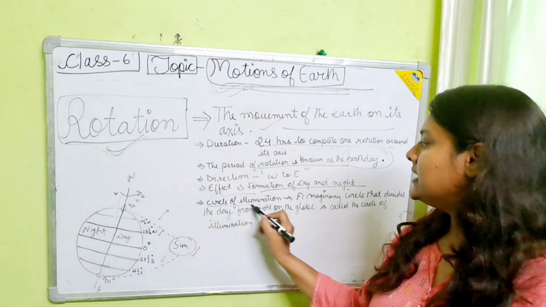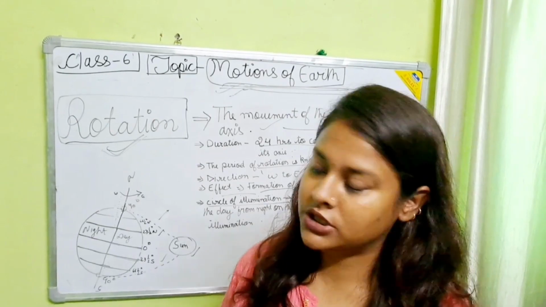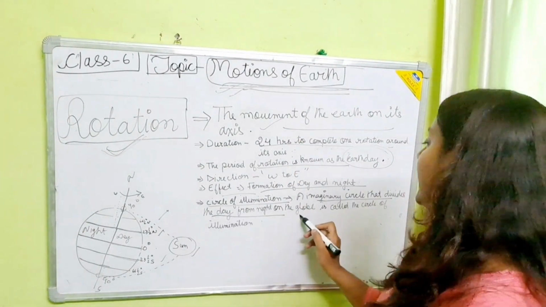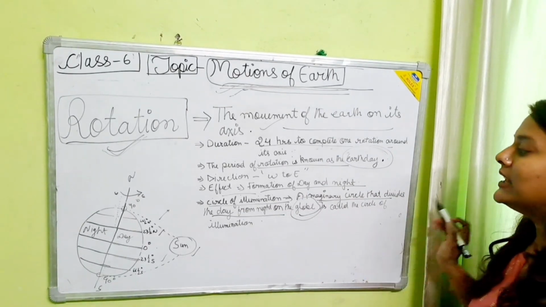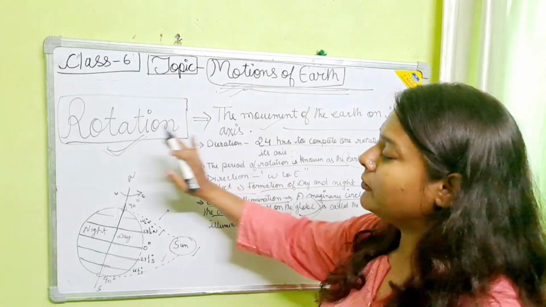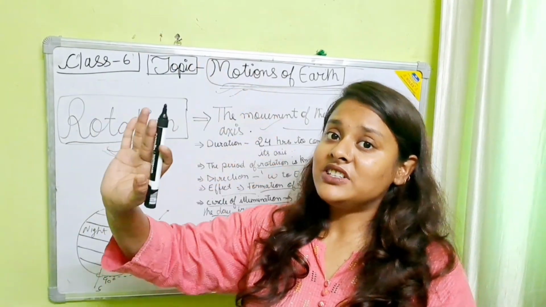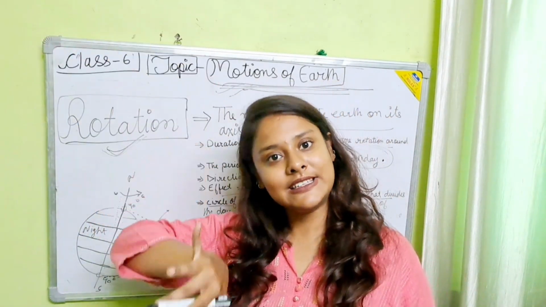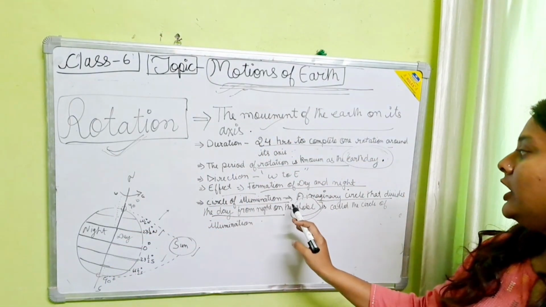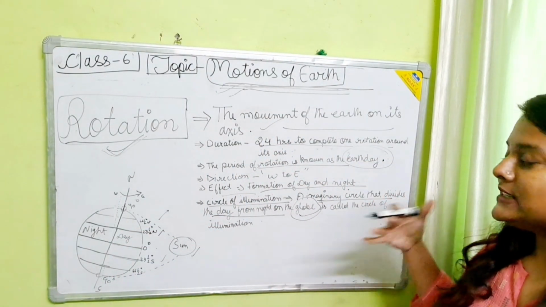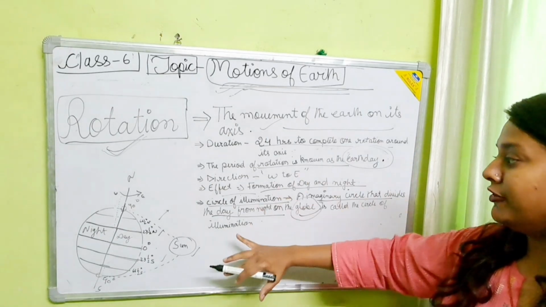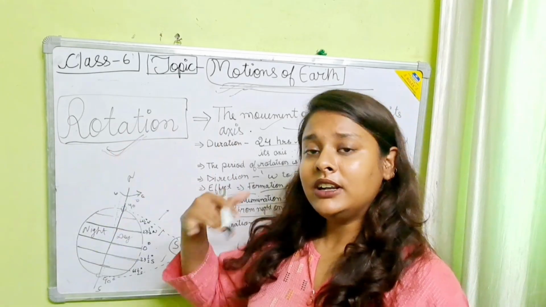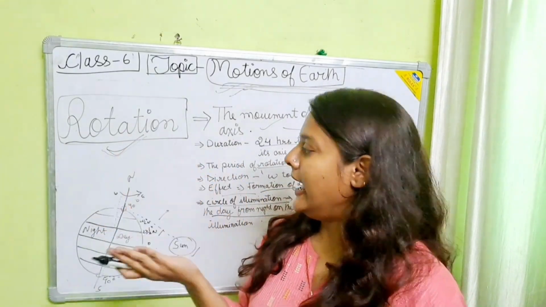First, see this term, circle of illumination. An imaginary circle that divides the day from night on the globe is called the circle of illumination. This also I am going to explain here. We have studied axis. Axis is the imaginary line that connects the North Pole with the South Pole. And the circle of illumination is an imaginary circle that divides the day from the night. And rotation is the movement of Earth on its axis.